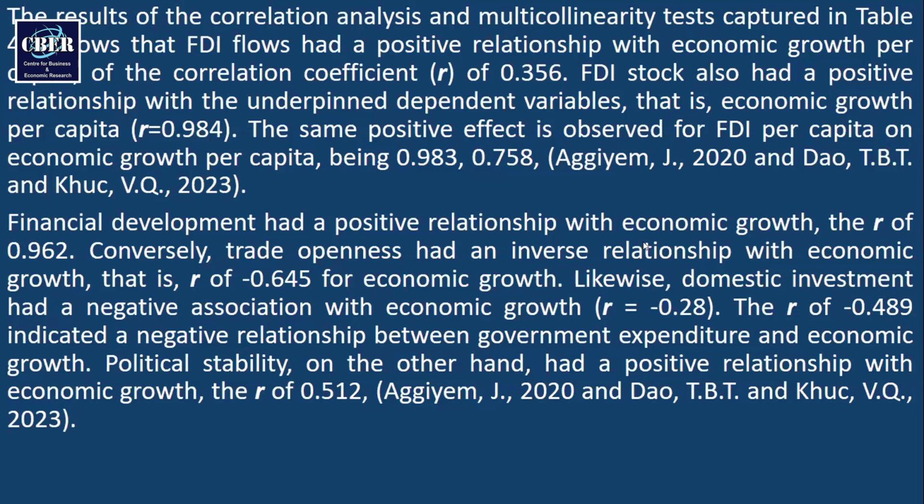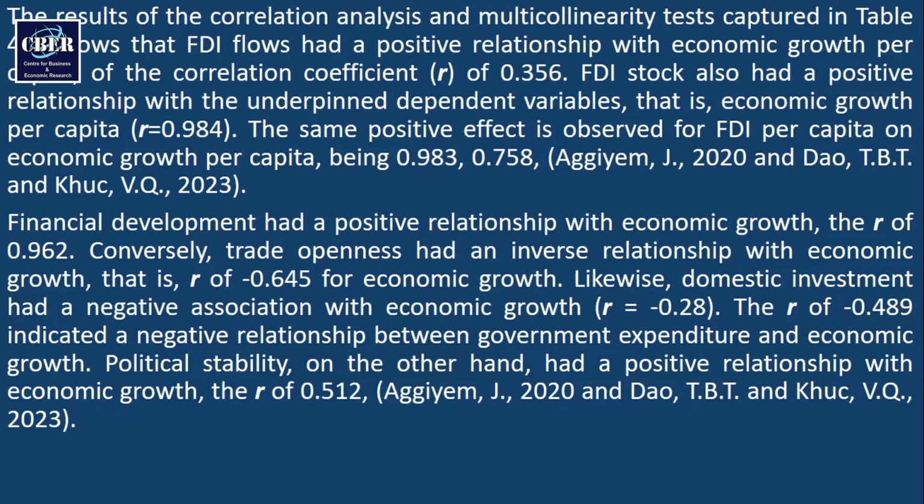So I'll go straight to the analysis. The result of the correlation analysis and multicollinearity test captured in table 4.2 shows that FDI flows had a positive relationship with economic growth per capita, with a correlation coefficient of 0.356. FDI stock also had a positive relationship with the dependent variable, economic growth per capita, at 0.984. The same positive effect is observed for FDI per capita on economic growth per capita, being 0.983, then 0.758. Agenim also confirmed these findings.